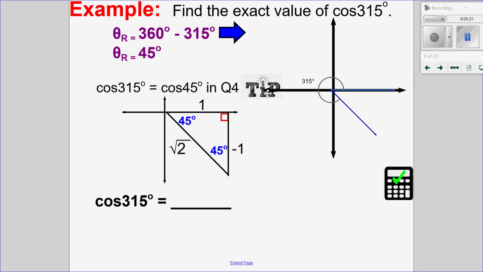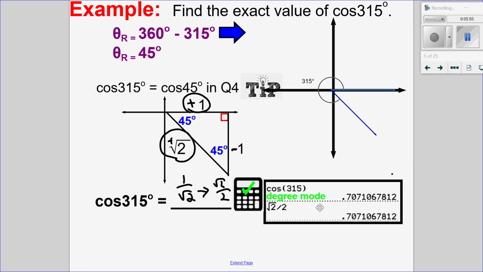So there is 45 degrees in quadrant 4, and I'll label my sides with that quadrant. So the x value is positive, the y value is negative, and the hypotenuse is always positive. So cosine is adjacent over hypotenuse, 1 over root 2, or rationalizing my denominator, root 2 over 2. So to see if I've done that correctly, I can put it into my calculator. And you can see that cosine of 315 and root 2 over 2 have the same value, so I know I've done that correctly.